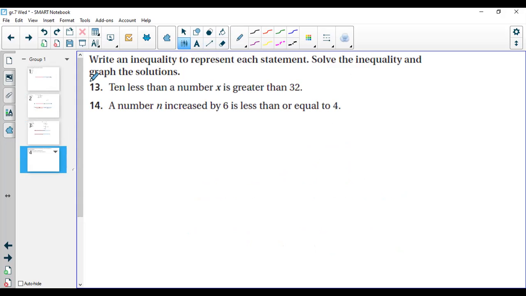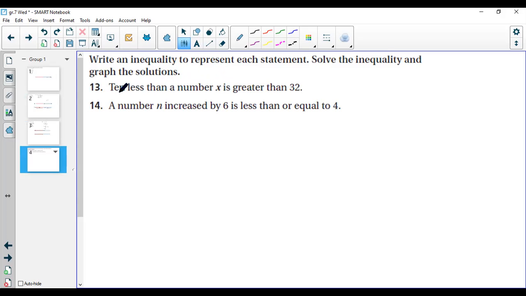Solve the inequality and graph the solution. Now, I'm not going to show you how to graph here because we have done enough graphing, but you need to do it as you need practice. So you can graph. But I will only show you how to write the inequality and solve it.